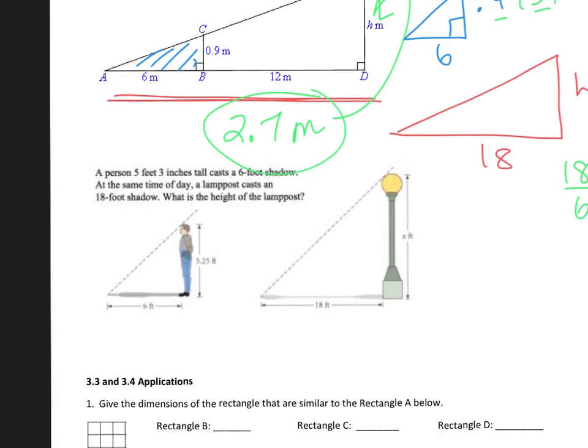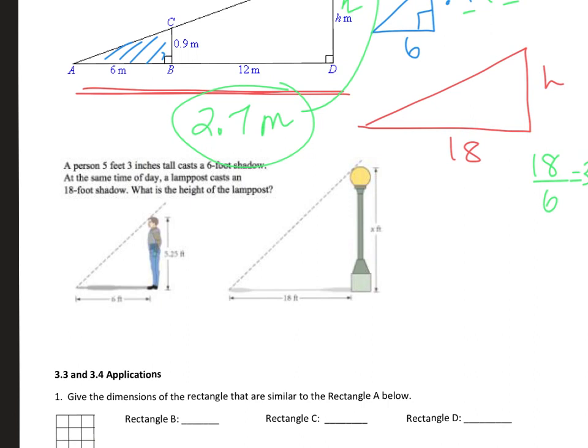Okay, last one. A person 5 feet 3 inches tall casts a 6-foot shadow. At the same time of day, a lamppost casts a shadow that's 18 feet long. What is the height of the lamppost? Whenever you have shadow situations, you're creating similar triangles. So here's where my missing number is.